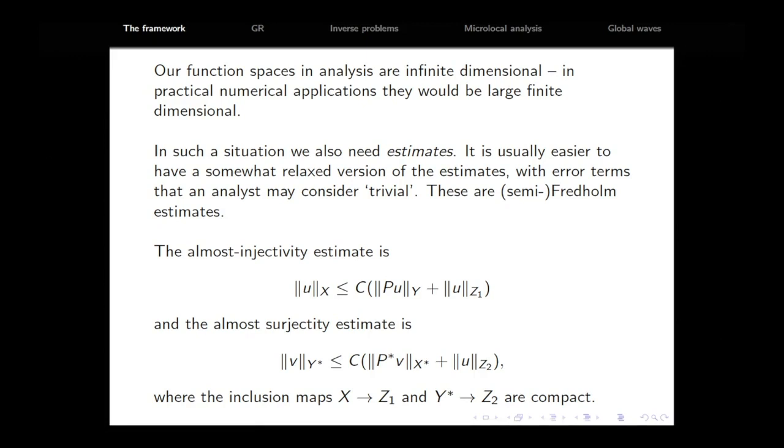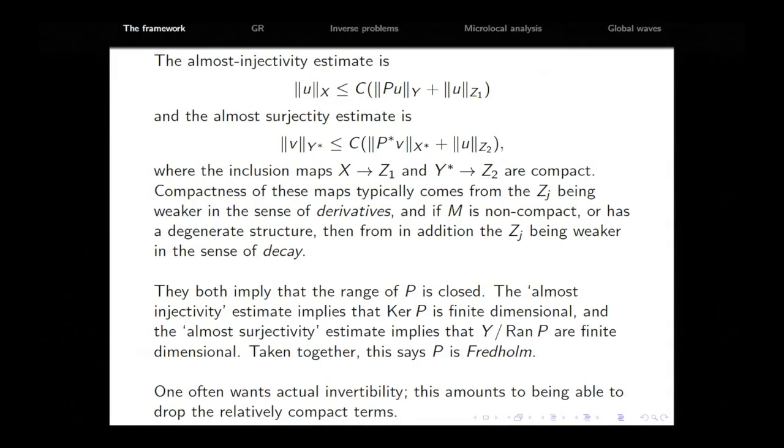But first, just abstractly, you need some sort of an estimate. And the estimate you need is an almost injectivity estimate, so you can estimate U in terms of PU. Well, you're going to commit an error. And so the key thing that you want about this error is that the inclusion map, so that's this U term on the right-hand side, the inclusion map from X to Z1, has to be a compact map. We want a similar estimate for the adjoint. So I will comment on this compactness in just a moment. I think I have this on the next slide as well.